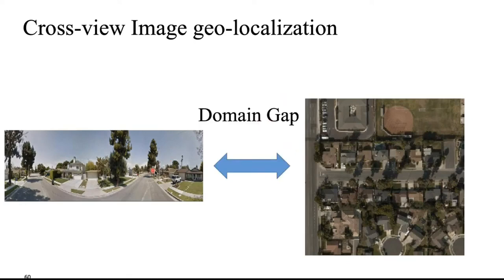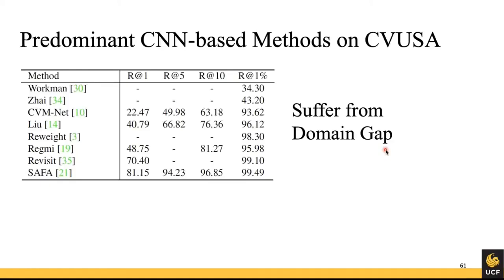In the street view, you have some of the sides of the buildings and the road, but in the satellite view, you only see the roof of the buildings. So that's why some of the early work suffered from low performance. If you look at the top-one retrieval accuracy, it's not very high, like 80%. So they suffer from this domain gap.